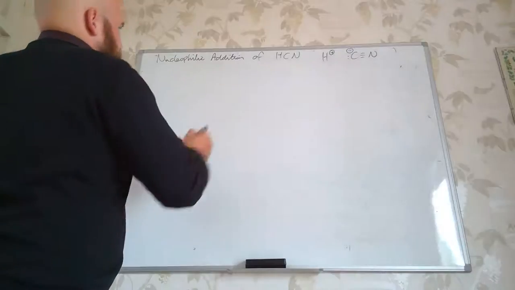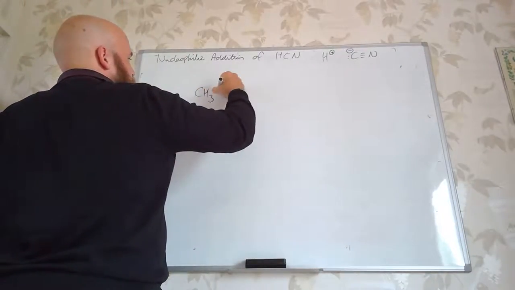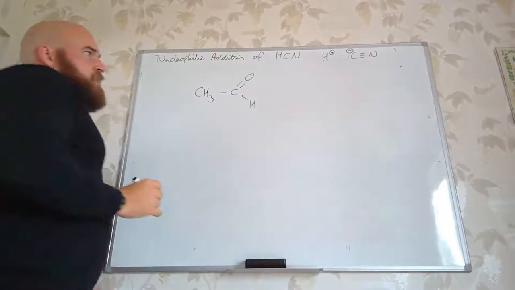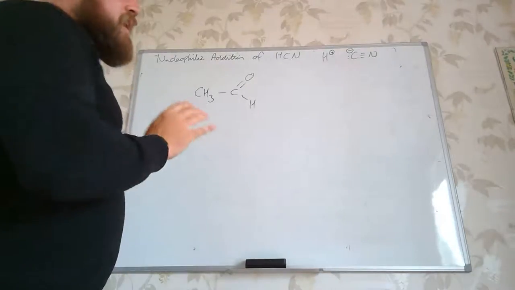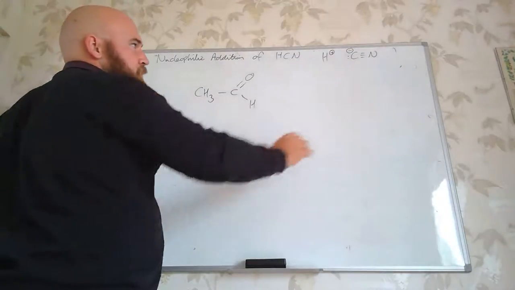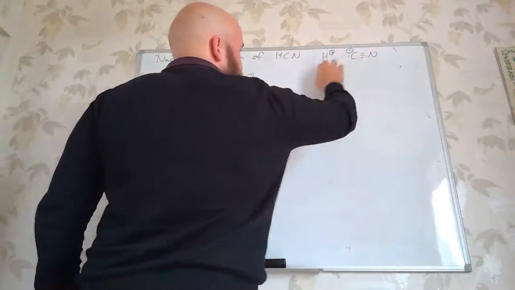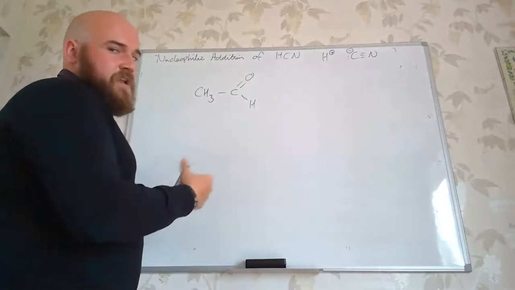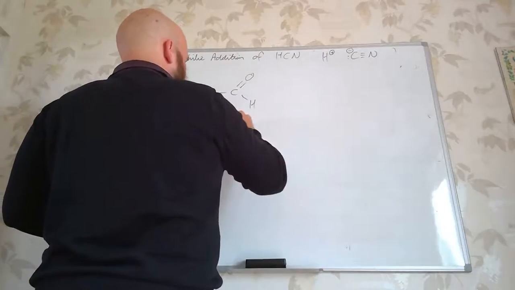So we're going to use ethanol for this one. Hopefully, and I'm not going to show you this, I'm going to let you figure this out for the first example. Hopefully you know it's nucleophilic addition. Which of these two things is going to be the nucleophile? Well, a nucleophile is a lone pair donor.